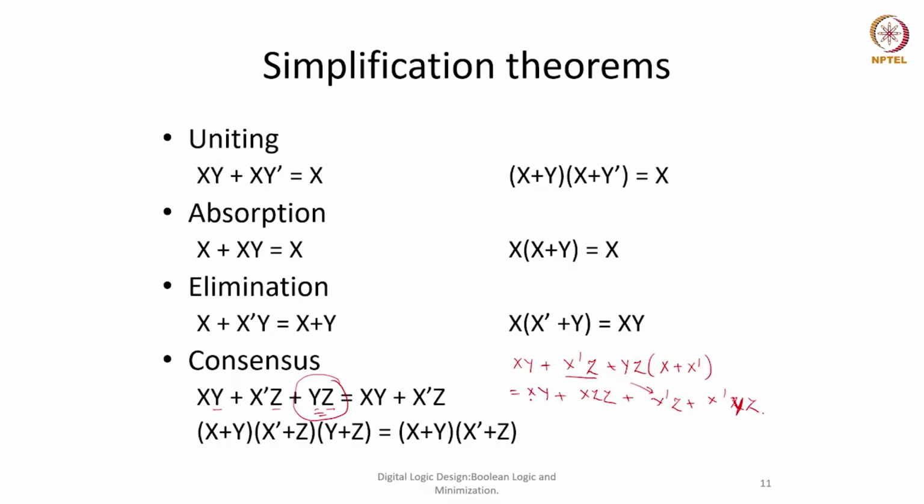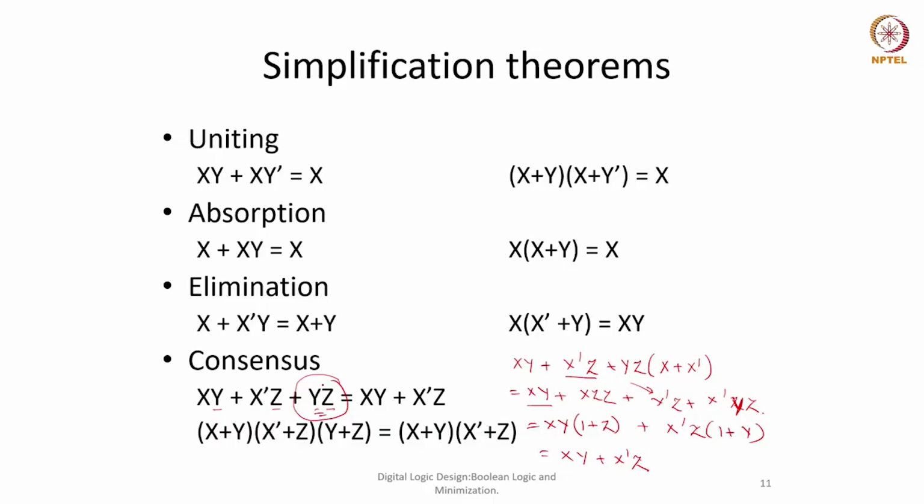Now here I can say x y is the common part, leaving 1 plus z, and here I can say x dash z is a common part, leaving 1 plus y. Because 1 plus z will become 1, this is x y plus x dash z. So this is what we call the consensus theorem. In consensus we are eliminating the multiplication factor with y and z if they are found like this.